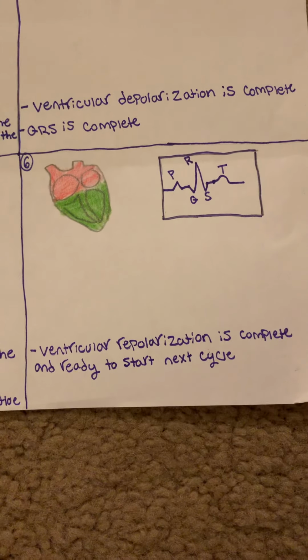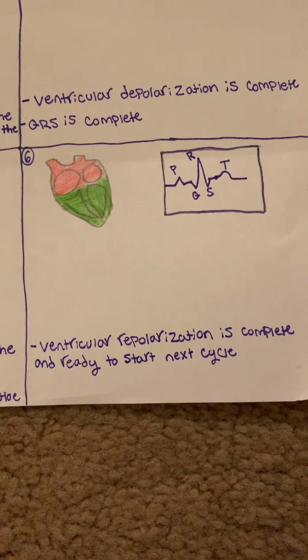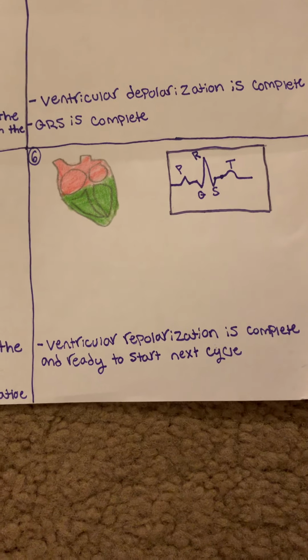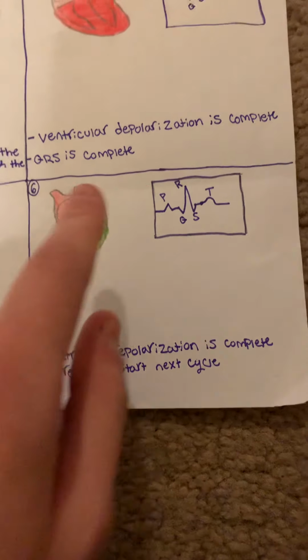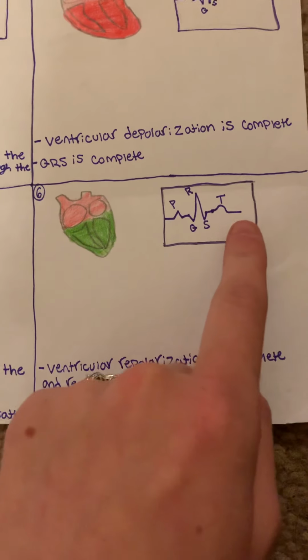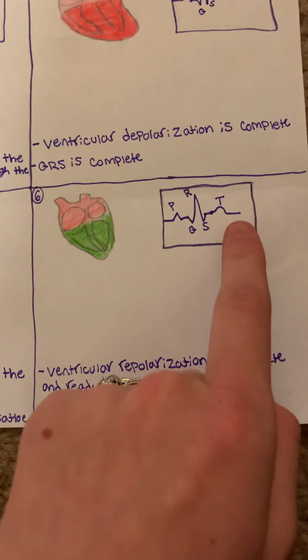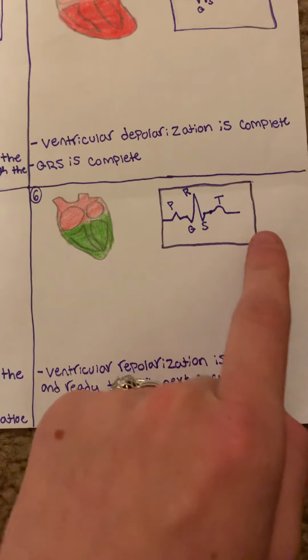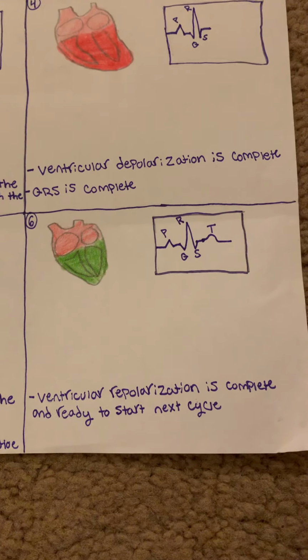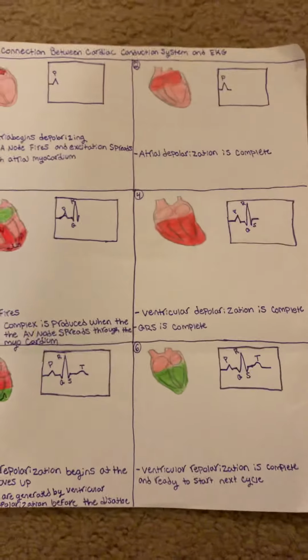And then lastly, we have the ventricle repolarization, and it's complete and it's ready to start the next cycle. So we have all the P, Q, R, S, T now, and it is back, and it's not contracting. So it is relaxing to be able to start another cycle.